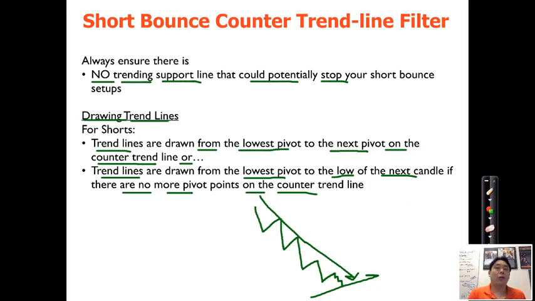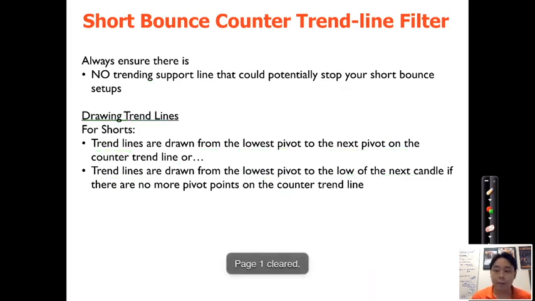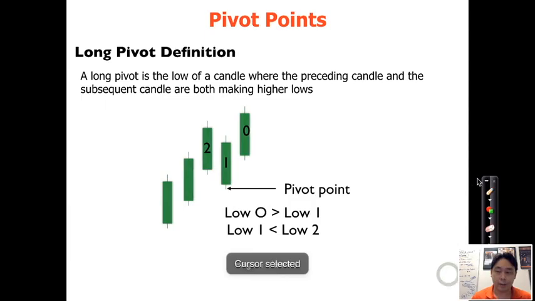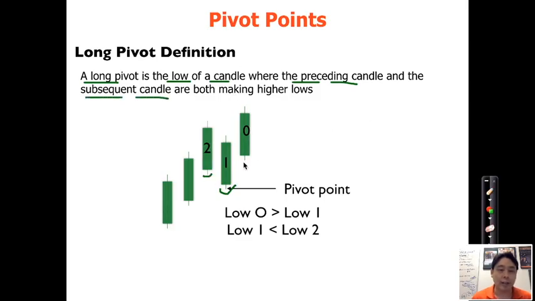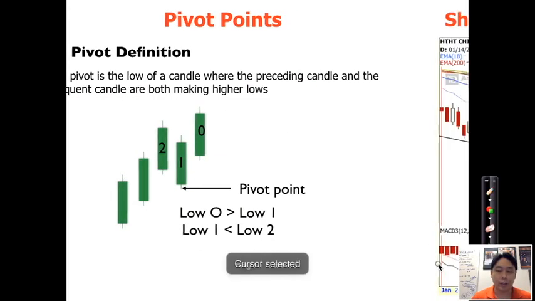Now, earlier on you learned how to look at pivots on an uptrend. Now, on a downtrend, the pivots are the reverse. Okay, so a low pivot is the low of a candle, like so, where the preceding candle, which means the candle before it, and the subsequent candle, which is the next candle, are making higher lows. So a pivot point is again a V shape or an inverted V shape. So that's a pivot point. Make sense? Okay. So let's take a look at a short example over here.